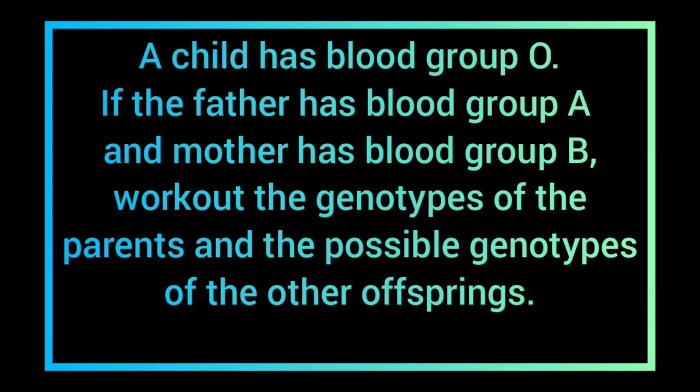A child has blood group O. If the father has blood group A and mother blood group B, work out the genotypes of the parents and the possible genotypes of the other offspring.